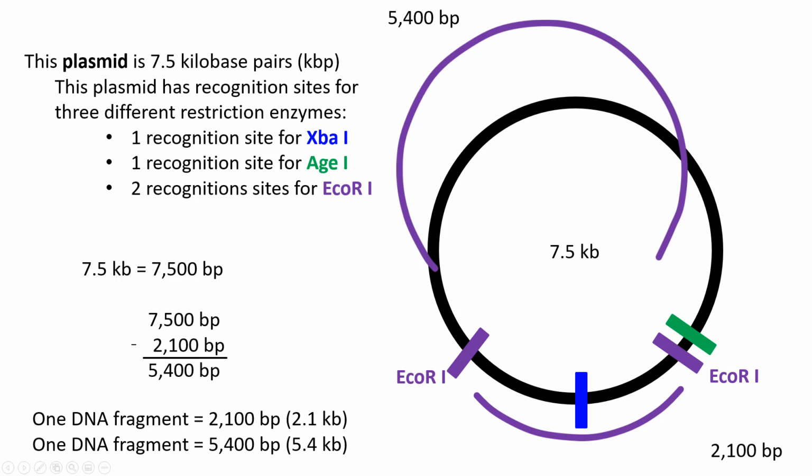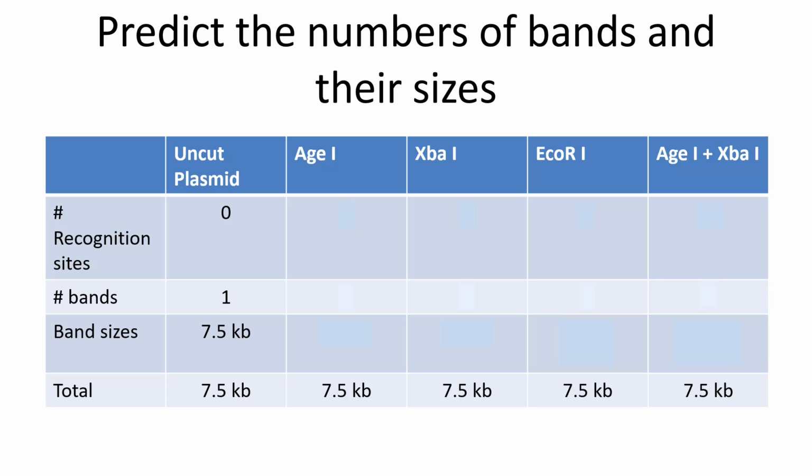So we could fill out a table and we could analyze the number of bands and their sizes. In our uncut circular plasmid, if we were to run this on a gel, we would only see one band, and the size should approximately be 7.5 kilobase pairs. If we were to digest the DNA with AgeI, it has one recognition site, and that would linearize our circular plasmid and produce a single band of 7.5 kilobases.